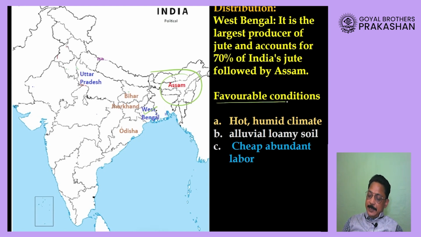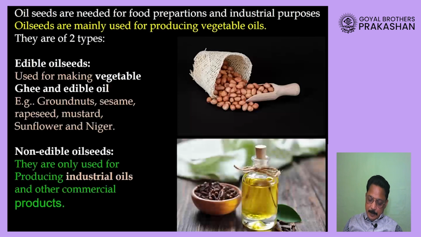The favorable conditions, that means the ideal conditions, are: it needs a hot and humid climate. We saw 24 to 37 degrees Celsius temperature, which is definitely a hot climate. Humid climate, because of a lot of rainfall, that means conditions will be humid. Then alluvial soil is very fertile soil, and of course you will require a lot of labor force, dear students, for this crop. After the jute crop, our next crop is oil seeds.